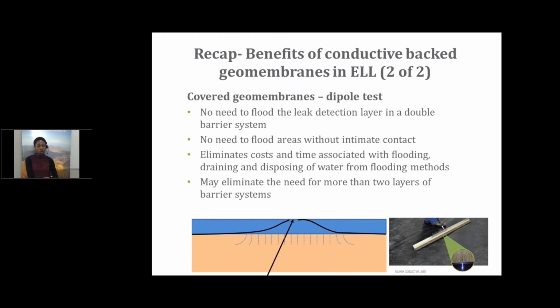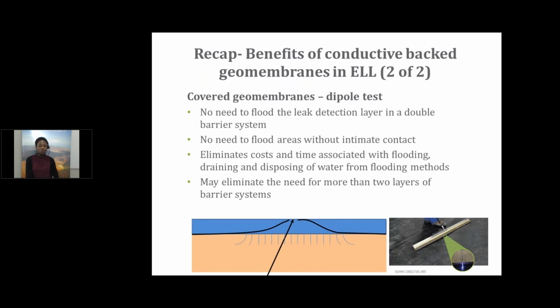Another one I found is in some areas, they specify 3-layer double barrier systems. All of this is just to prevent leaks, so 2 is good, 3 should be better, right? But if we have a conductive geomembrane, from all of the description and benefits I've described already, there may not be a need for a 3rd-layer barrier system, and this will save a lot of money in the project.